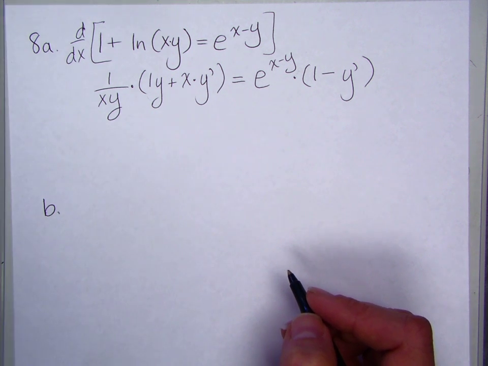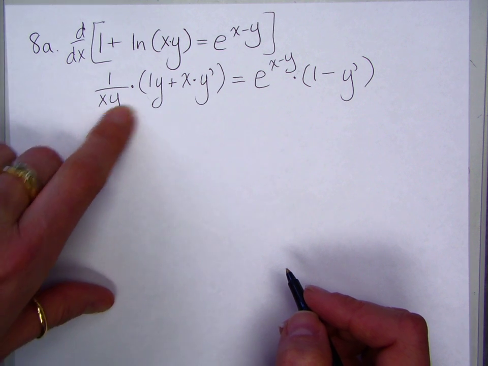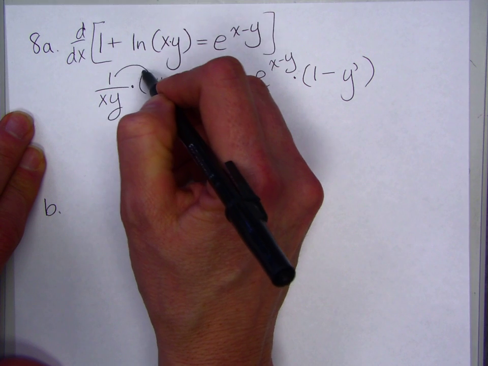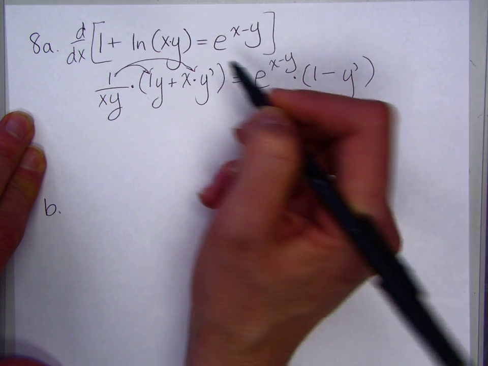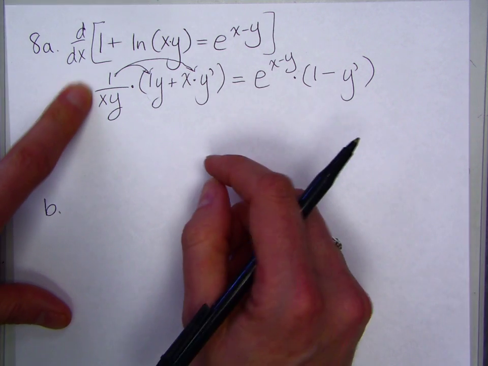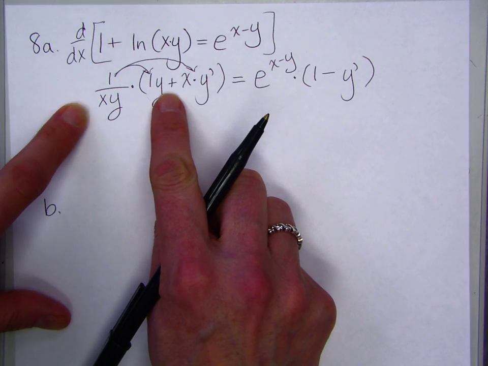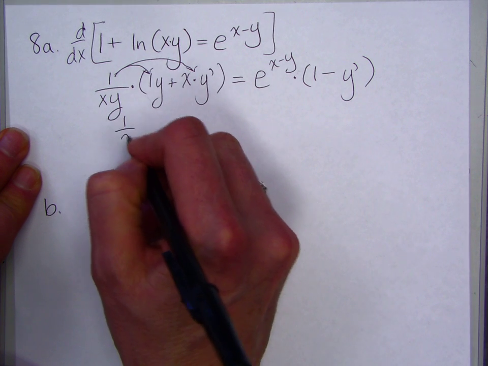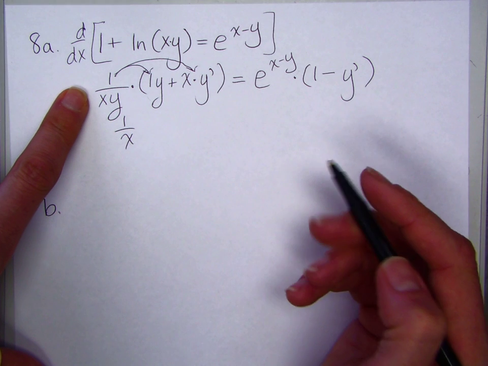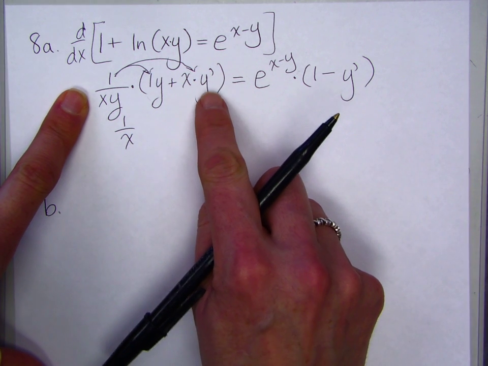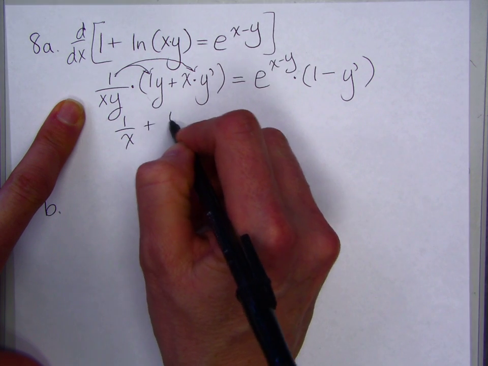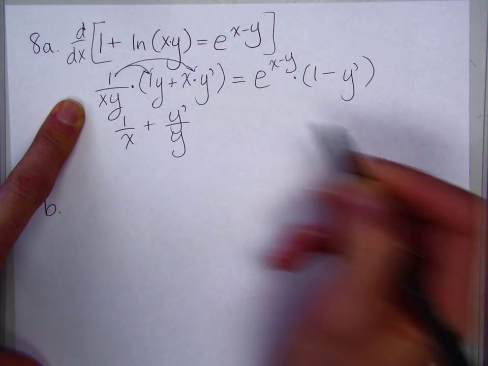Now we have to gather the y primes. All right. Another reason not to make this a fraction, because I'm going to have to split this part off. I'm going to go ahead and distribute this through here. I suppose if we made it one fraction, we could just divide xy into each part. But when I multiply 1 over xy times 1 over y, don't I just get 1 over x? Because the y's cancel. And then 1 over xy times xy prime, wouldn't that be y prime over y?